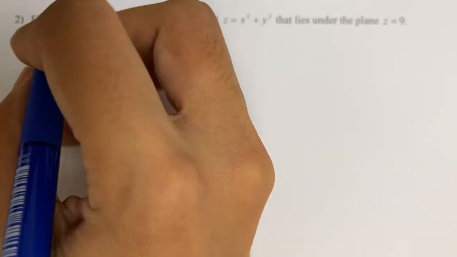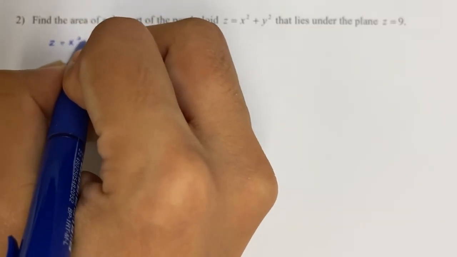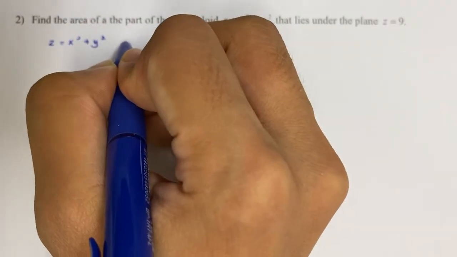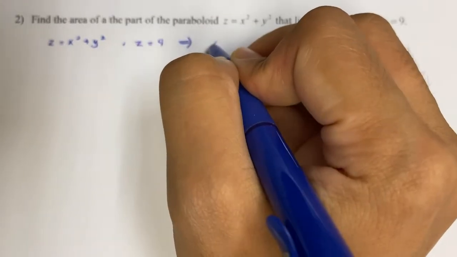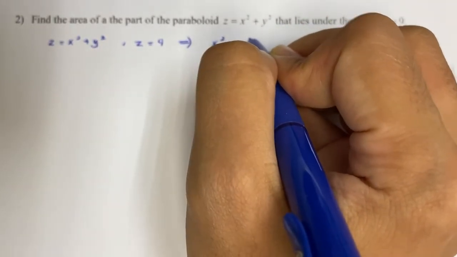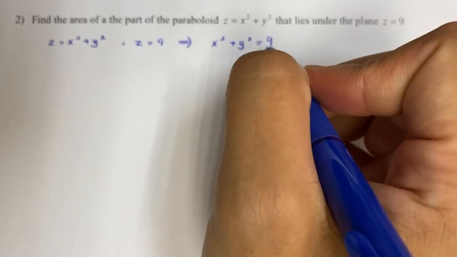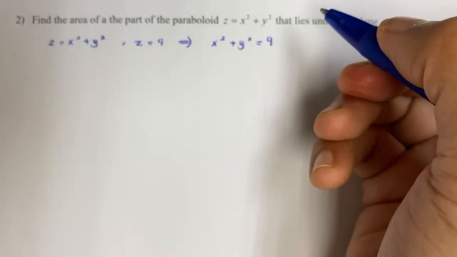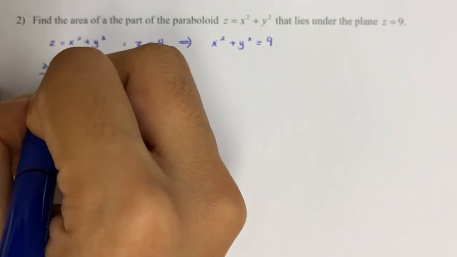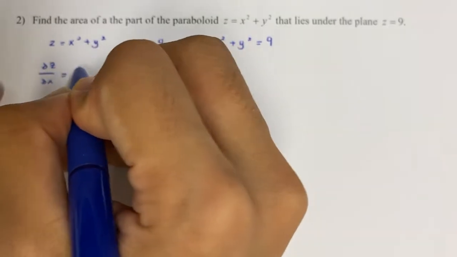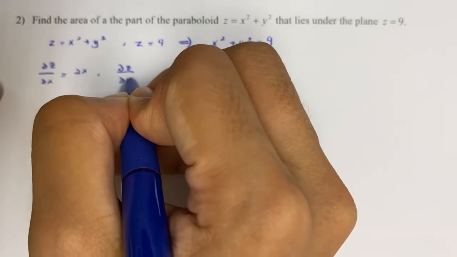Okay, so you know z equal to x square plus y square, and then your z is equal to 9. So from here you have x square plus y square equal to 9. So you have a circle with radius 3. Okay, and then from z, find what is del z over del x. Del z over del x is 2x, del z over del y is 2y.